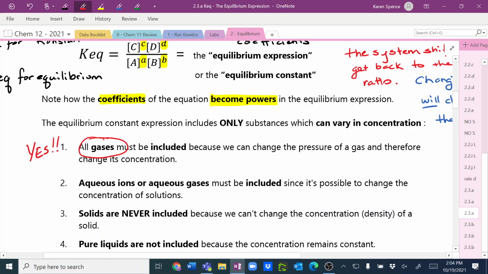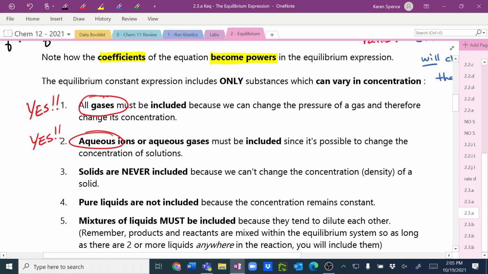Can we change the concentration of aqueous substances? So if I dissolve some salt, couldn't I dissolve more salt? Yes, I can. So aqueous ions or aqueous gases, and when I say an aqueous gas, I mean like dissolved oxygen, like the fish use to breathe. Yes? So aqueous substances, they can change in concentration. So yes, we include them.